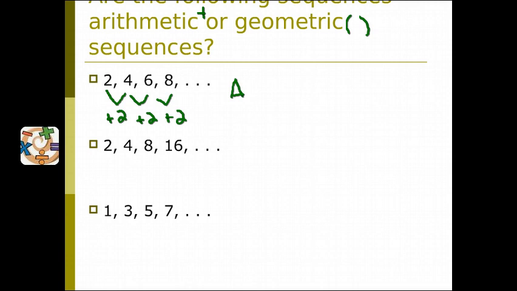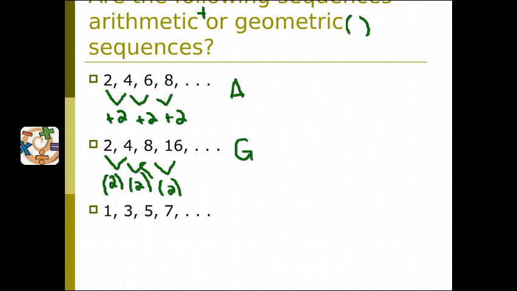Our second example, how do we get from 2 to 4? Well, if you look at your example before this, we could either add 2 or we could multiply by 2. To get from 4 to 8, the only way to do that is to multiply by 2. So our pattern here is going to be multiplying by 2. 8 times 2 gives us 16. Okay? So because we are multiplying, we have a common ratio, making this a geometric sequence.